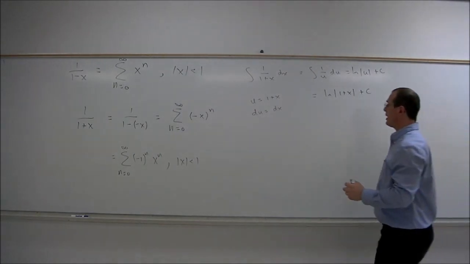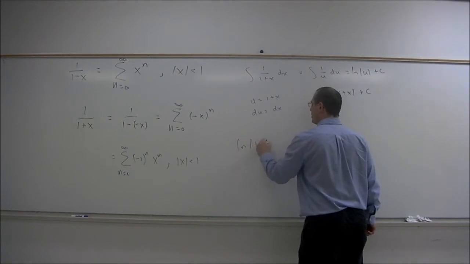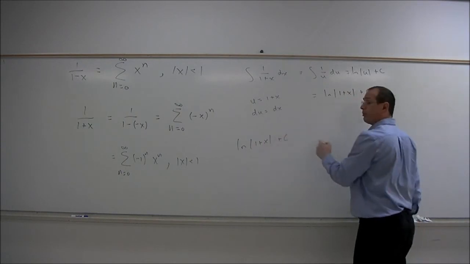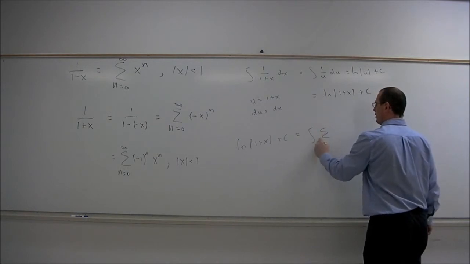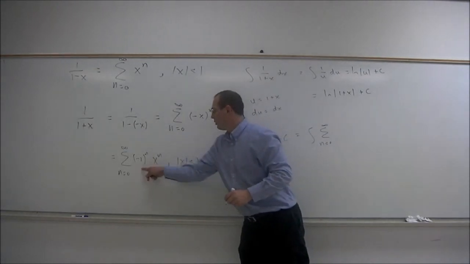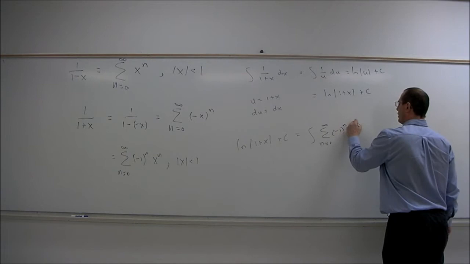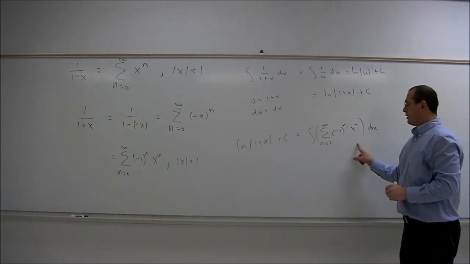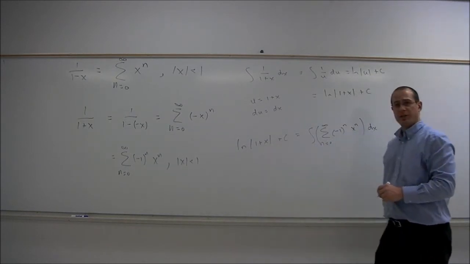So what this means is that we have a power series representation for the log of 1 plus x plus c. If you integrate the power series for 1 over 1 plus x, which was here, the summation of negative 1 to the n, x to the n, then that will give us a power series expansion for the logarithm function that we see here.